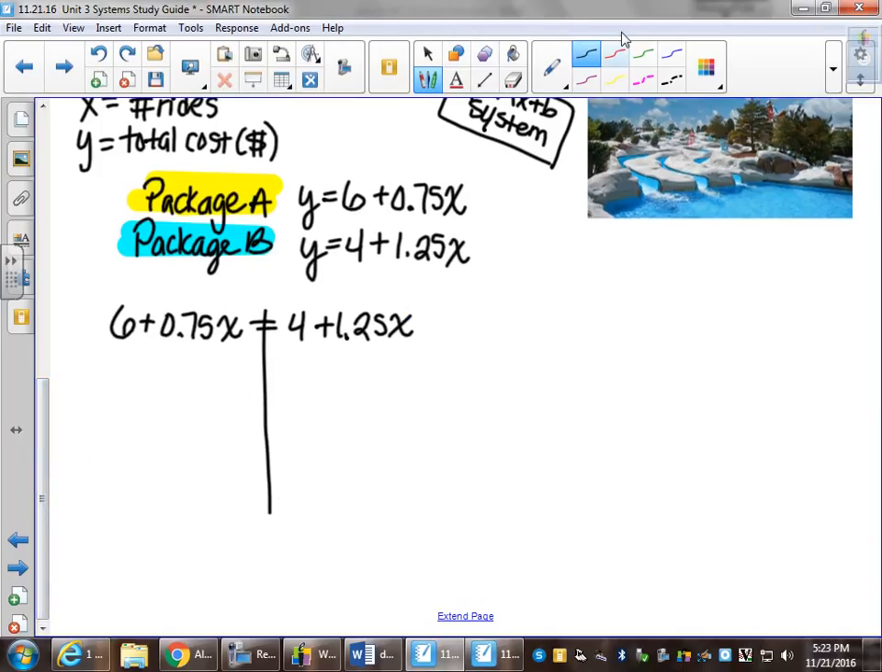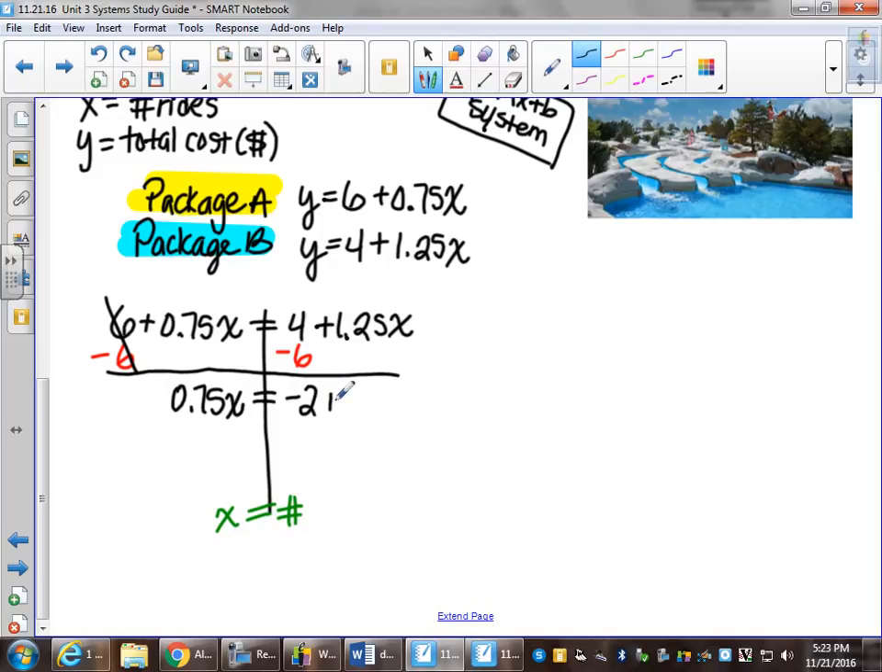Remember our goal is x equals a number. So anything that does not have an x cannot stay on this side. So I choose to move 6 first. I write it under what it's like terms with. Line all the way across, that's gone. Bring down our 0.75x. 4 minus 6 is negative 2 plus 1.25x.